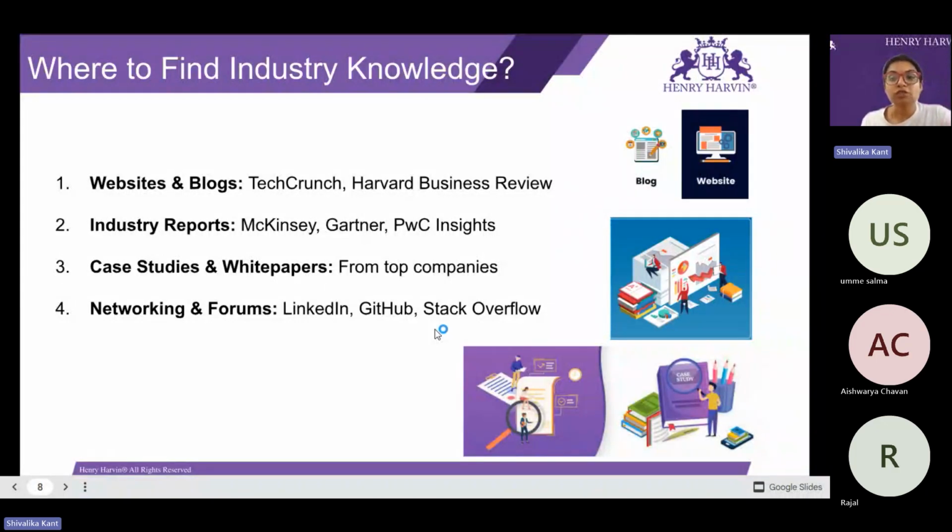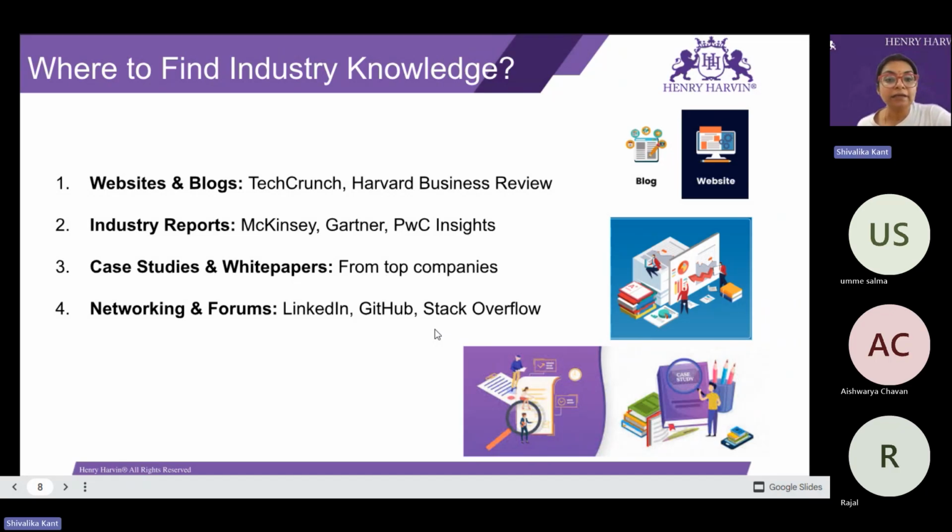Then professional communities and networking: LinkedIn, Quora, Reddit, Medium. Join conferences, go to webinars, go to events, go for meetups. TechCrunch Disrupt is one of the very, very interesting events, a meetup among the tech industry.